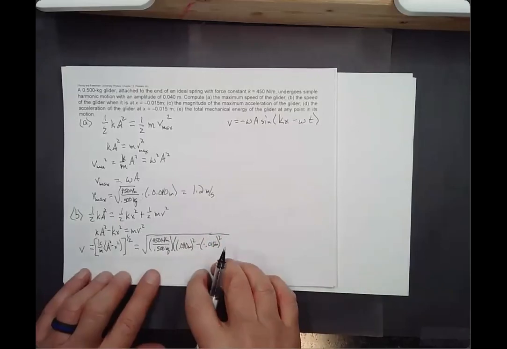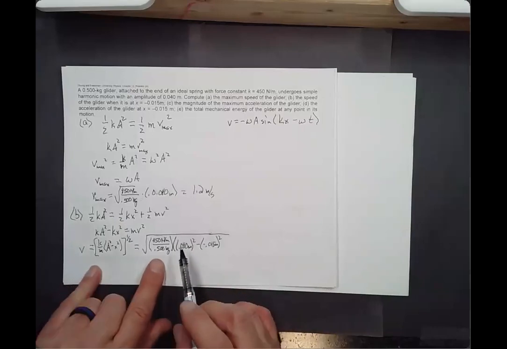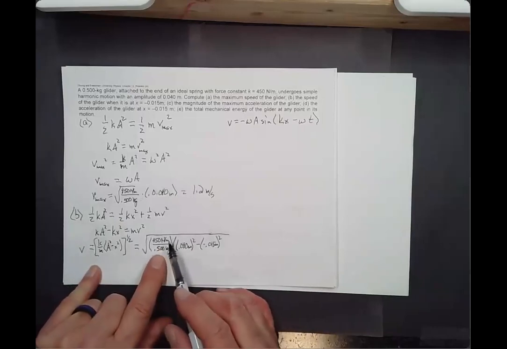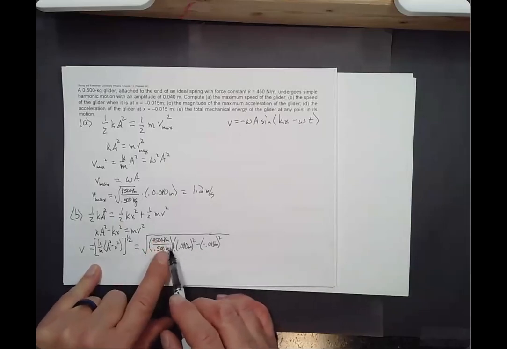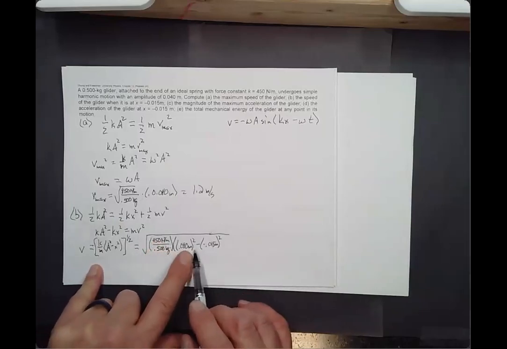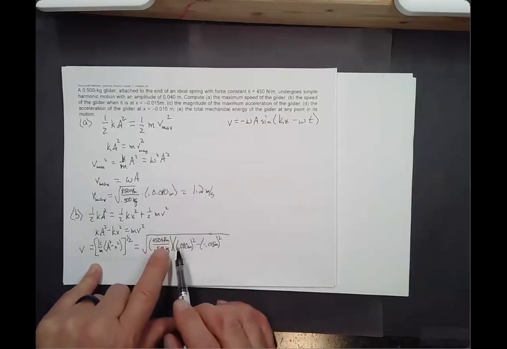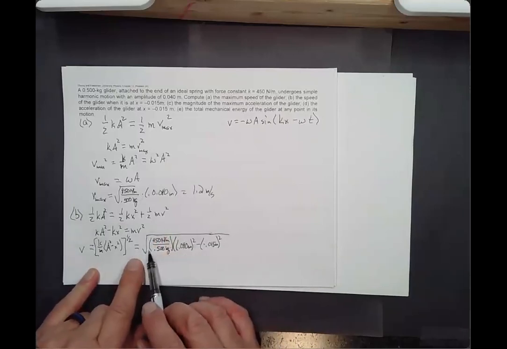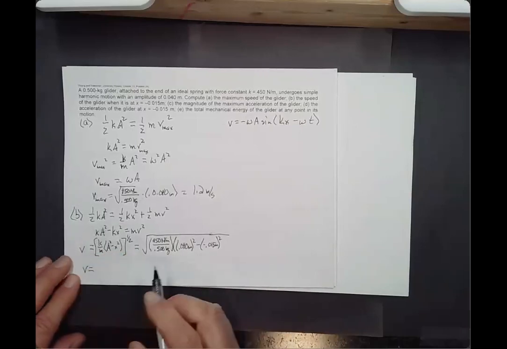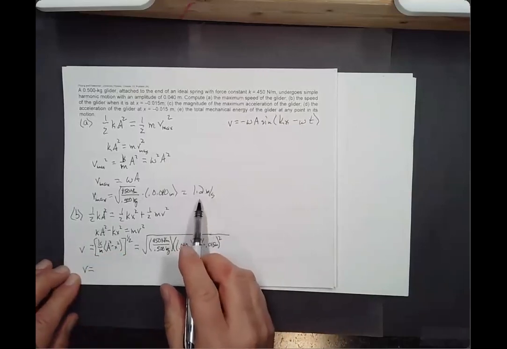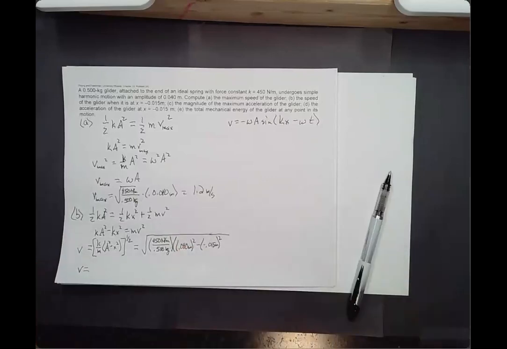Okay, unit-wise, what's this going to give us? Again, newtons per meter is the same as kilograms per second squared. Divide by kilograms and you get 1 over second squared. These will have units of meters squared, so meters squared per second squared when you take the square root gets you to meters per second. And if it's not that, I'll know that I've made a mistake.